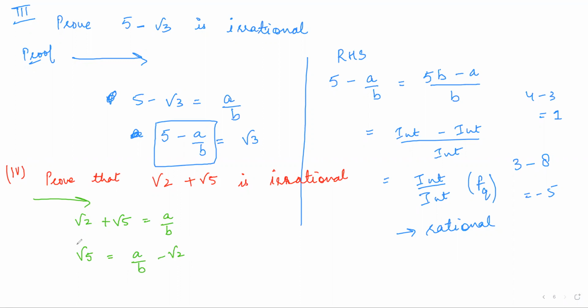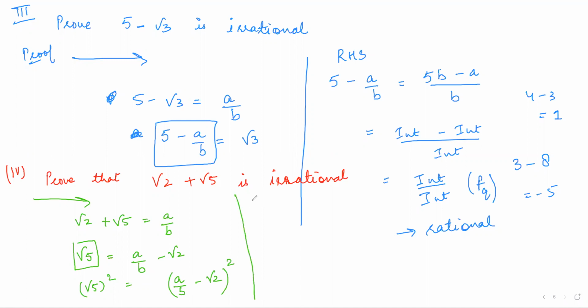Because on one side, I want to keep an irrational number, right? Because I know under root 2 is also irrational, under root 5 also irrational. So I can keep any of the numbers on the LHS, right? Now you square both sides. So under root 5 whole square is equal to a upon b minus under root 2 whole square. Clear?